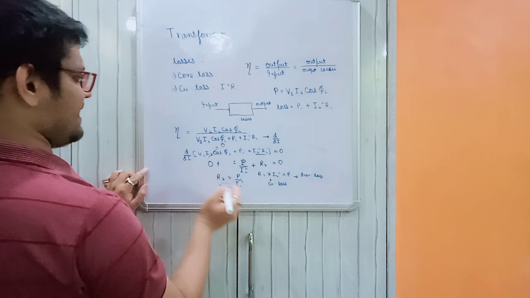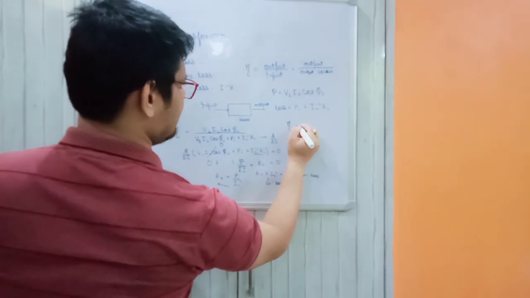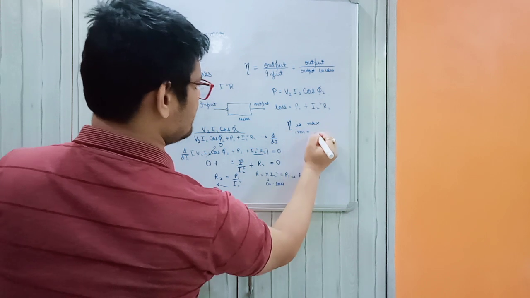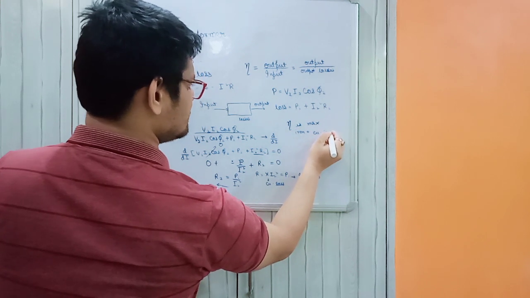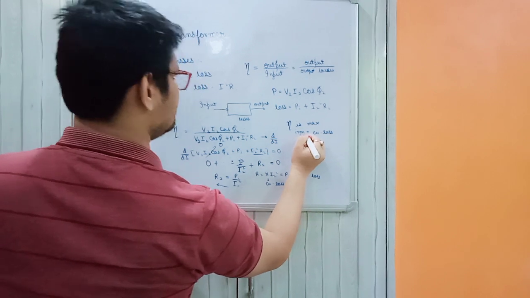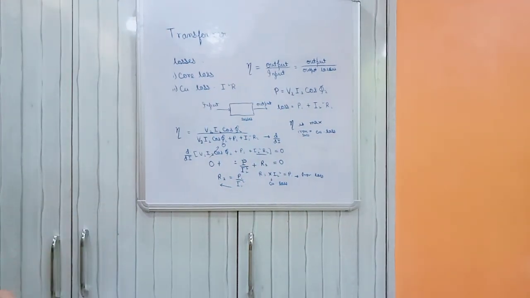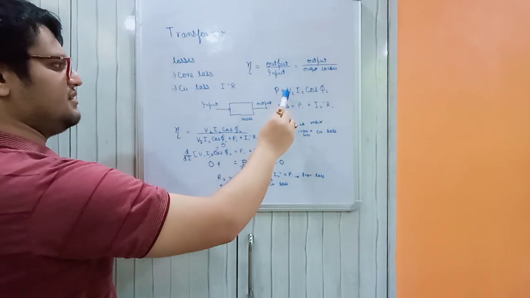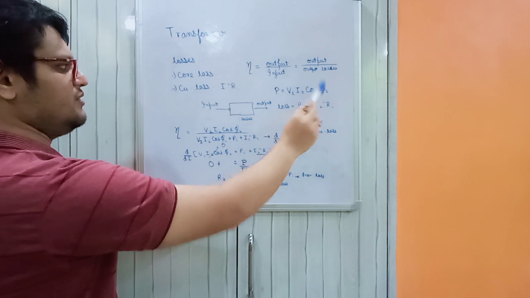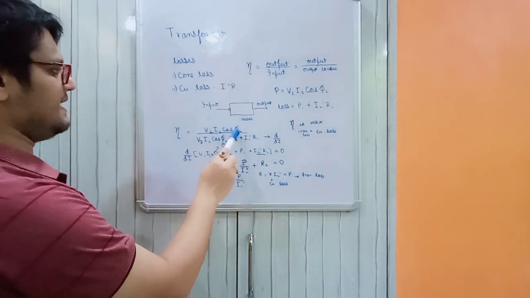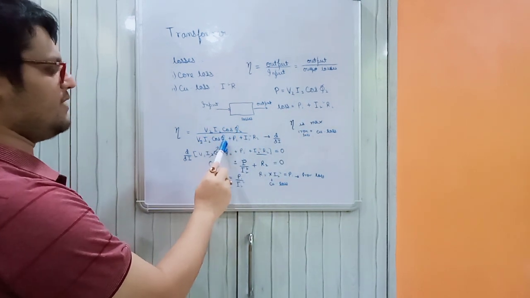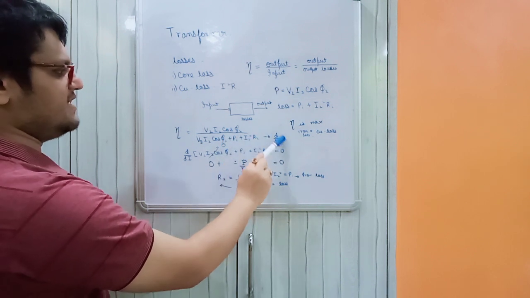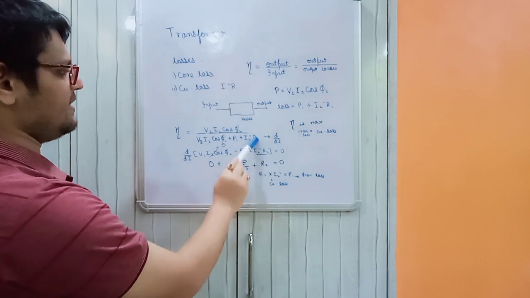So efficiency is maximum when the iron loss is equal to copper loss. I hope this is now easy to you, how it has come. Efficiency is nothing but output by input. Input is nothing but output plus losses. So this is the output power, that is V2I2 cos phi 2. So we are just taking V2I2 cos phi 2 divided by V2I2 cos phi 2 plus iron loss plus copper loss. We are differentiating the current in the denominator part.